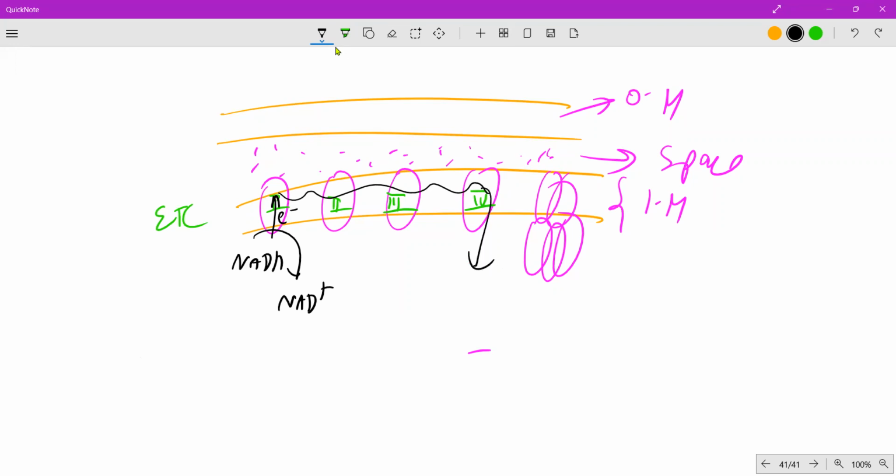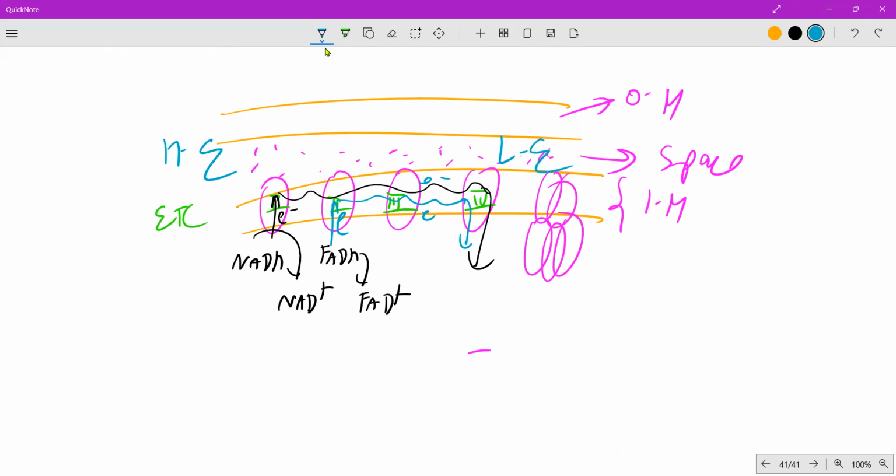Similarly, FADH is oxidized to FAD positive. Again, the electrons would be released. ये देखो. Again, they will pass through the ETC. They pass through the ETC from high energy to low energy. When electrons pass through the ETC, they pass from high energy to low energy.